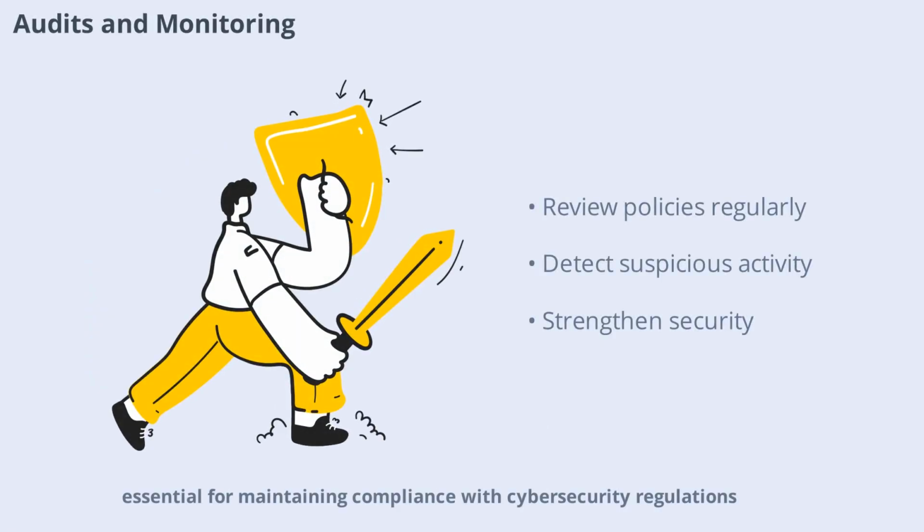Audits involve reviewing security policies, procedures, and controls to ensure they meet regulatory standards. Monitoring helps organizations detect suspicious activity and respond quickly to potential threats. By conducting regular audits and monitoring, companies can identify weaknesses and make improvements before regulators step in. This proactive approach not only helps with compliance but also strengthens overall security.